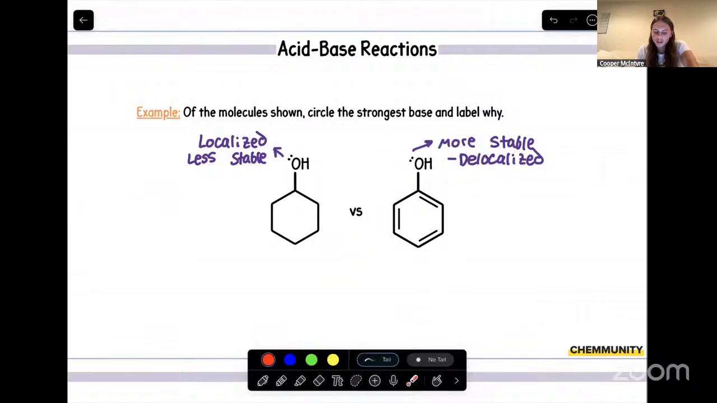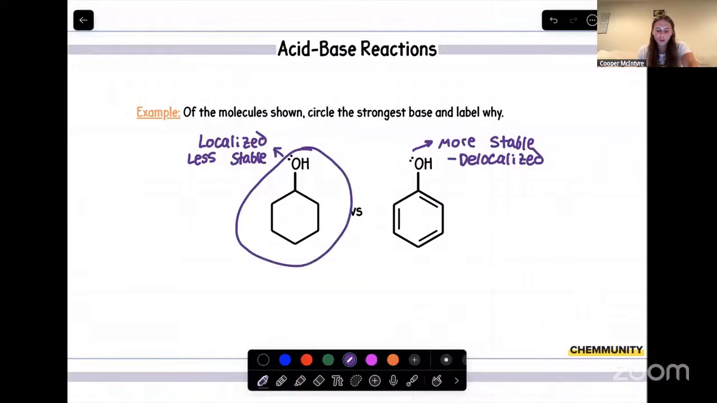So since these lone pairs are a lot more stable, since they are delocalized, it will be less basic as opposed to these lone pairs, since they are localized, they don't really have any stability going for them. It's going to be more basic. It's going to want to react. So this will be our strongest base only because those lone pairs are localized, making them less stable.